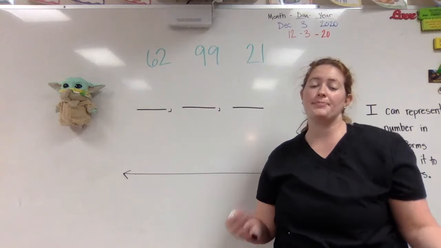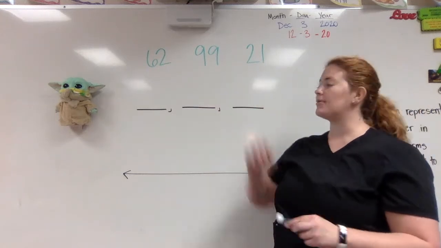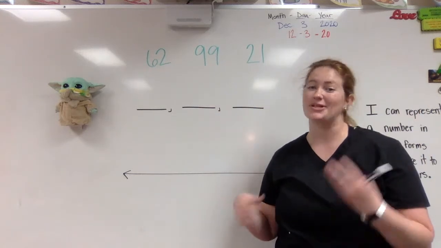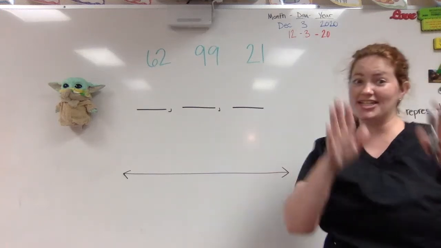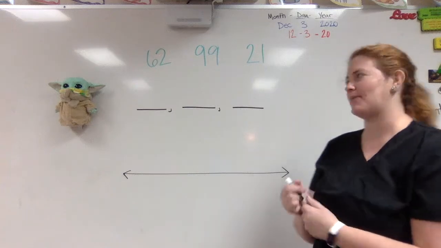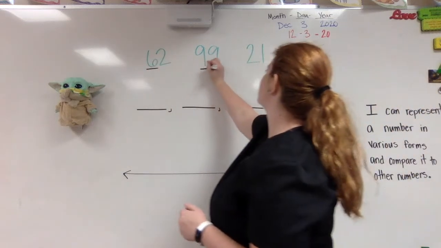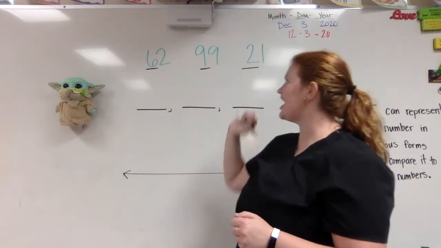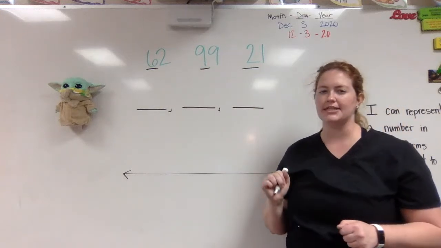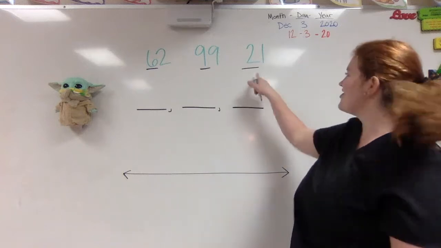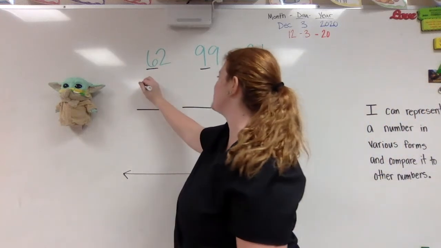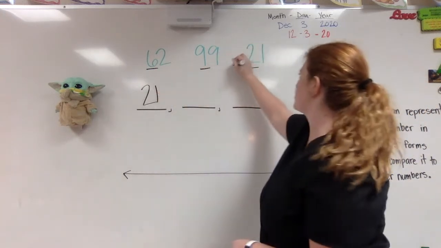The last thing that we practiced was looking at a set of numbers and putting them from least, or smallest, to greatest, biggest. Okay, so I'm going to start. I remember, I just compared my numbers. I need to look at the tens place. I have 6 tens, 9 tens, and 2 tens. Which one of those is the least? Yeah, the 2 tens. This number right here, 21, is my least number. So I can put that first.